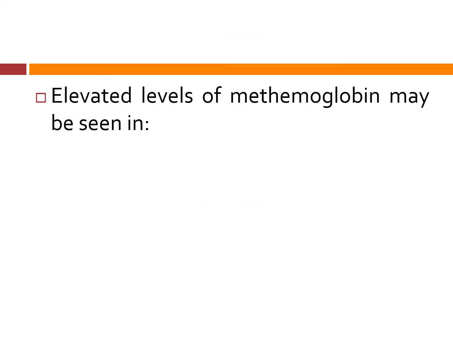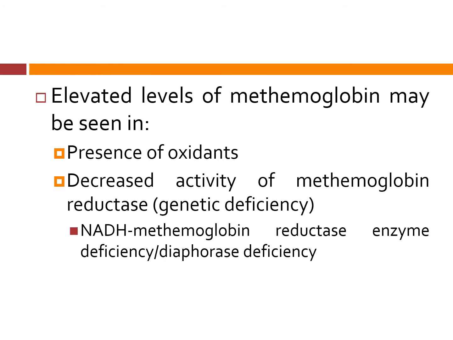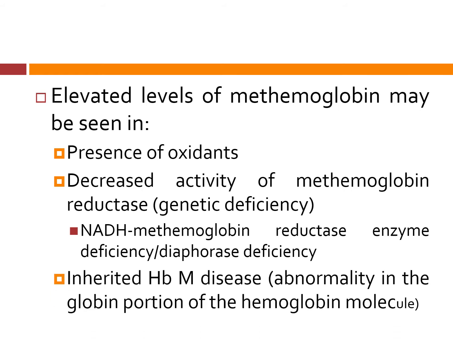Now, elevated levels of methemoglobin may be seen in the following. First, presence of oxidants. Second, decreased activity of methemoglobin reductase due to genetic deficiency. It could be NADH methemoglobin reductase enzyme deficiency, or diaphorase enzyme deficiency. And the last one, it could be seen in inherited hemoglobin M disease.